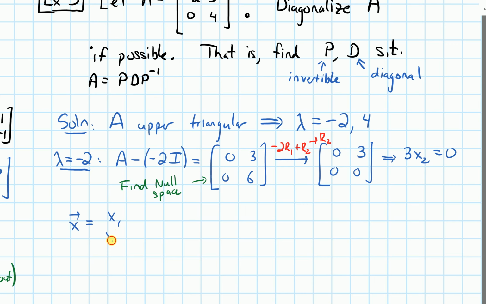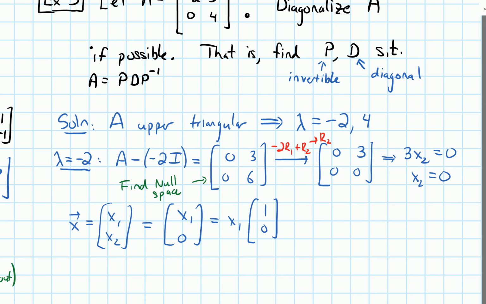So let's write down what our vector x is. x is two entries, x1 and x2, because there are two variables. x1 is free because there was no pivot in that first column, so we leave it as it is. And x2 now has to be 0, because if 3x2 equals 0, then x2 is 0. Factoring out the free variable, we get x1 times the vector 1, 0. So I'll let v1 be the vector 1, 0. If I wanted to pick some multiple of 1, 0, which can be helpful if I have fractions, I could, as long as I don't pick just the 0 vector.